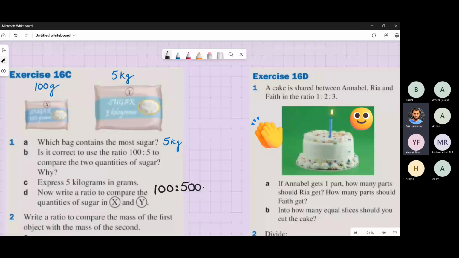Now, can we simplify it? Yeah, we can remove the zeros, but not all the zeros. Only the last two zeros. So it will be 1 to 50. You just arrived and then boom, you are bombarding with the answers. 1 to 50 is the final answer.